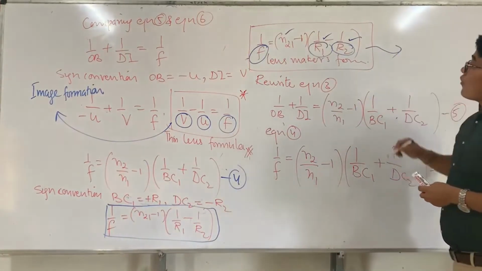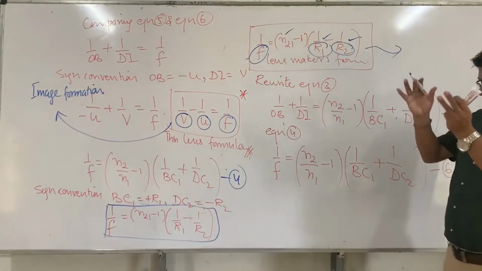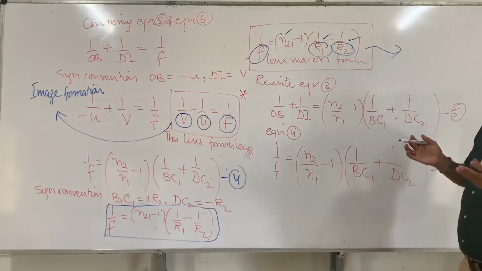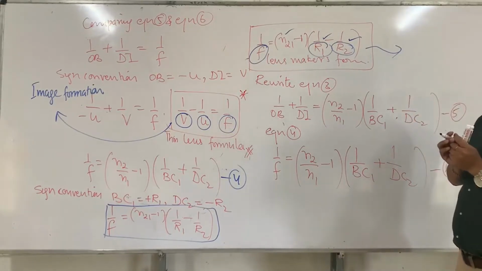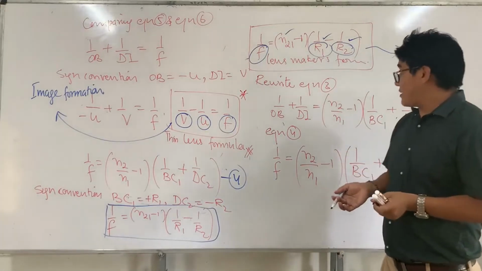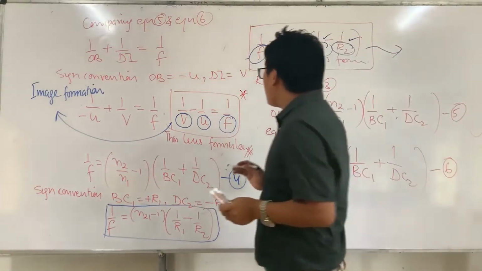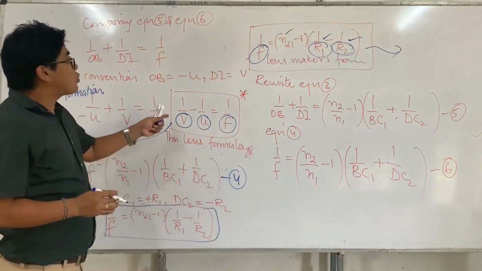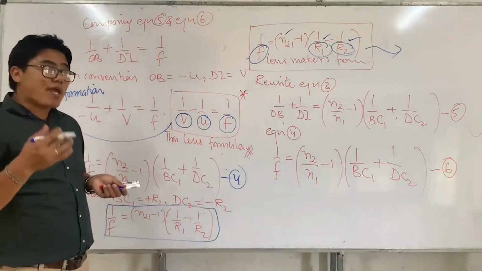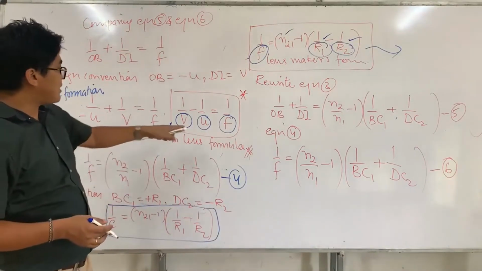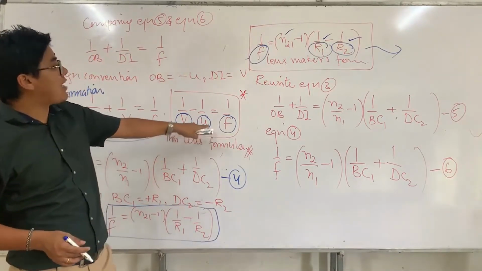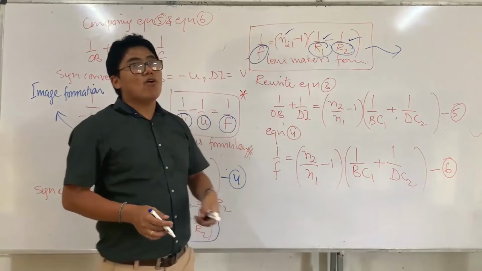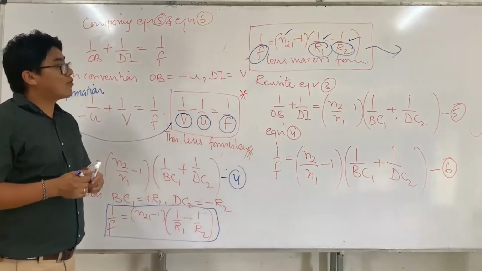And what about the Lens Maker formula? The Lens Maker formula tells about how we design, or what kind of lens. And one more important point is that both formulas are valid for convex lens as well as concave lens.